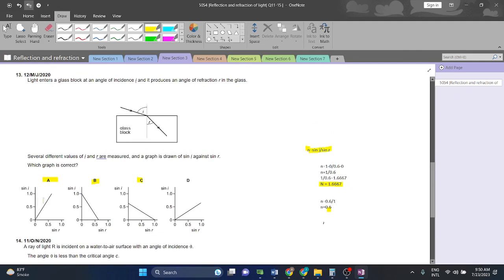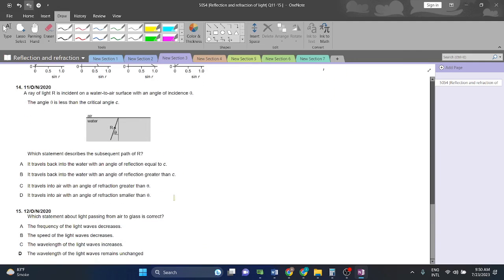Question 13, A is the right answer. आगे चलते हैं question 14. A ray of light R is incident on a water to air surface with an angle of incidence theta. The angle theta is less than the angle C. So it is less than the angle C.